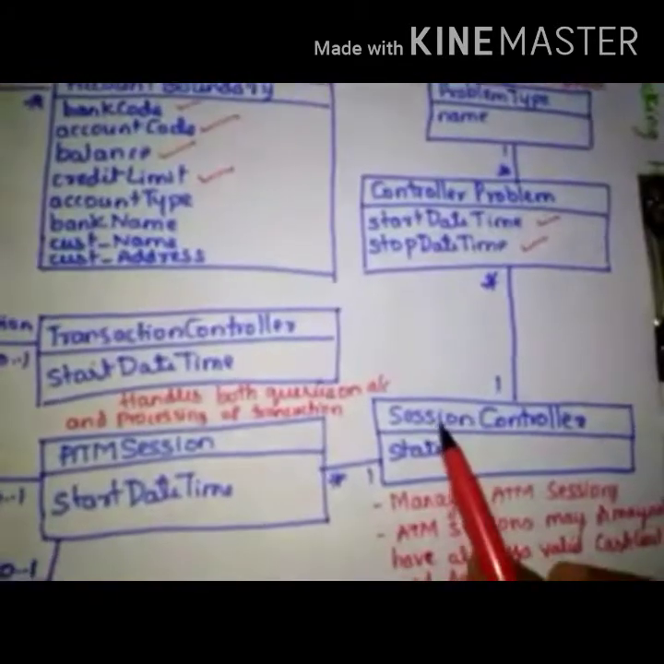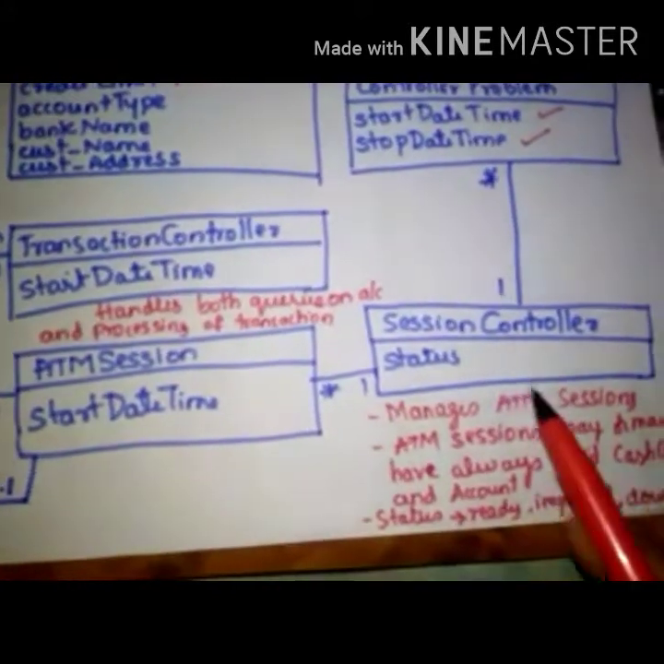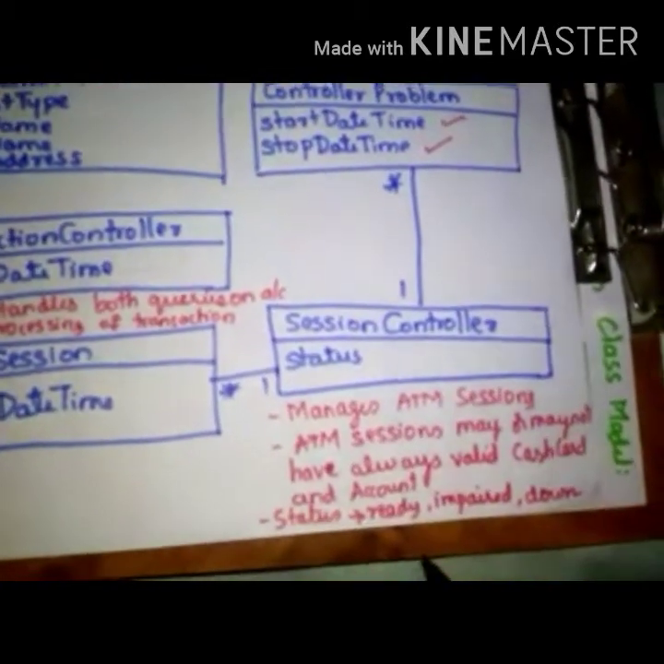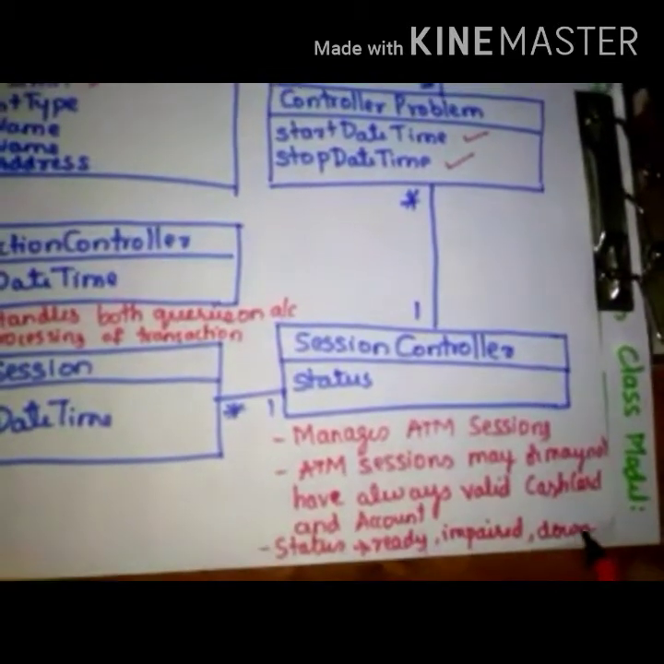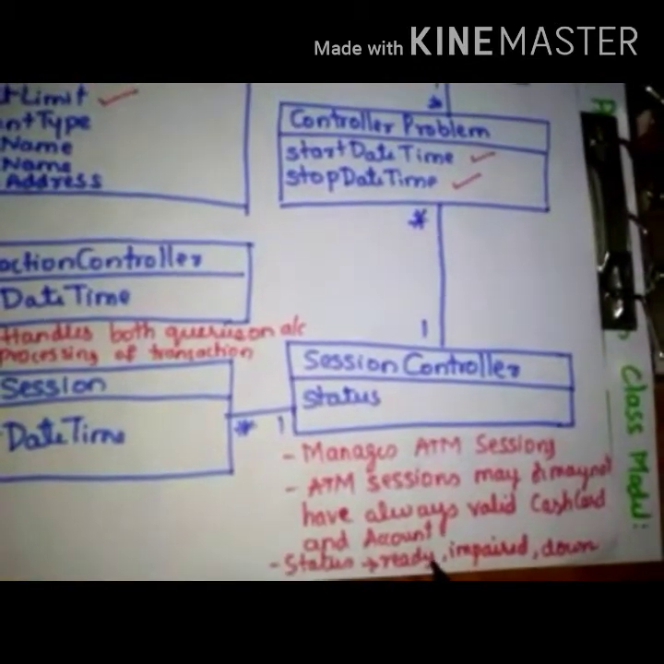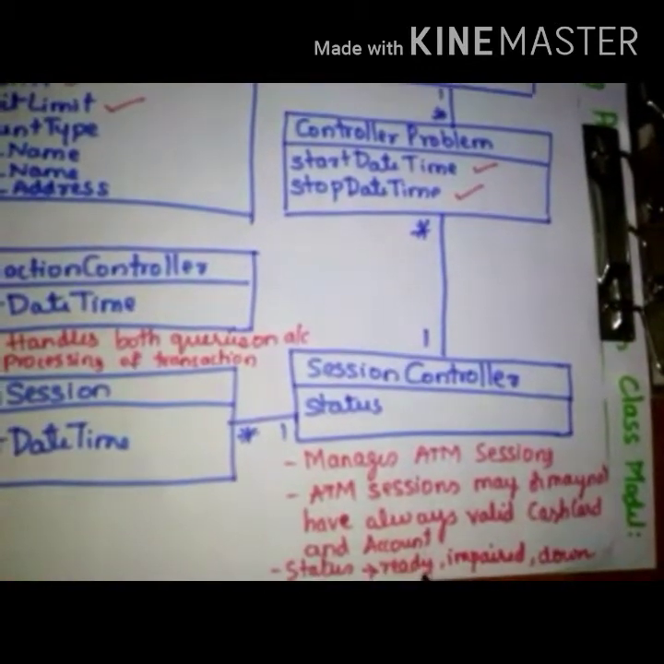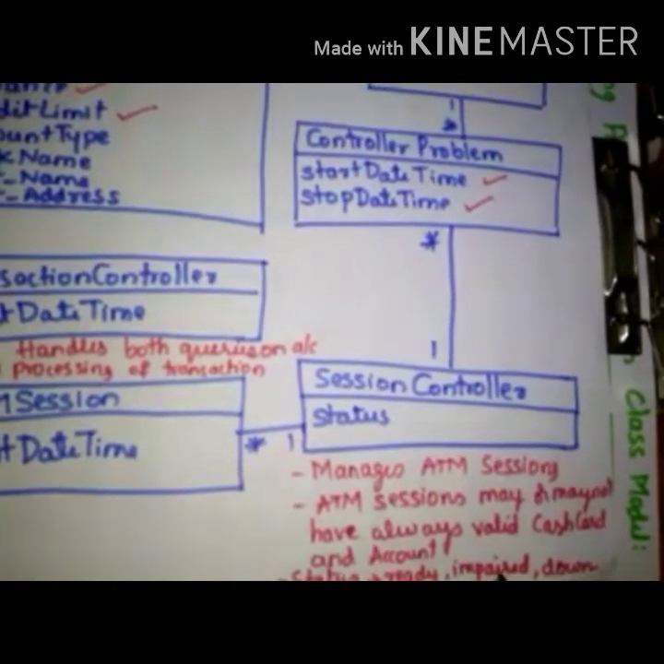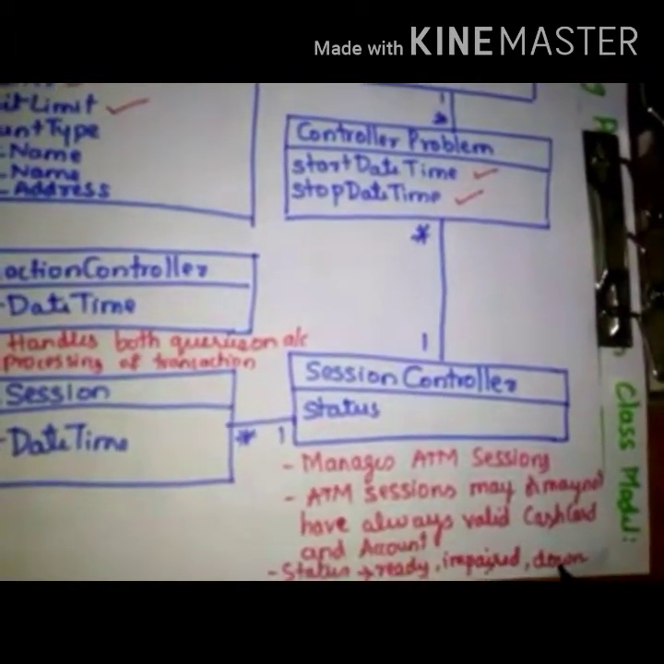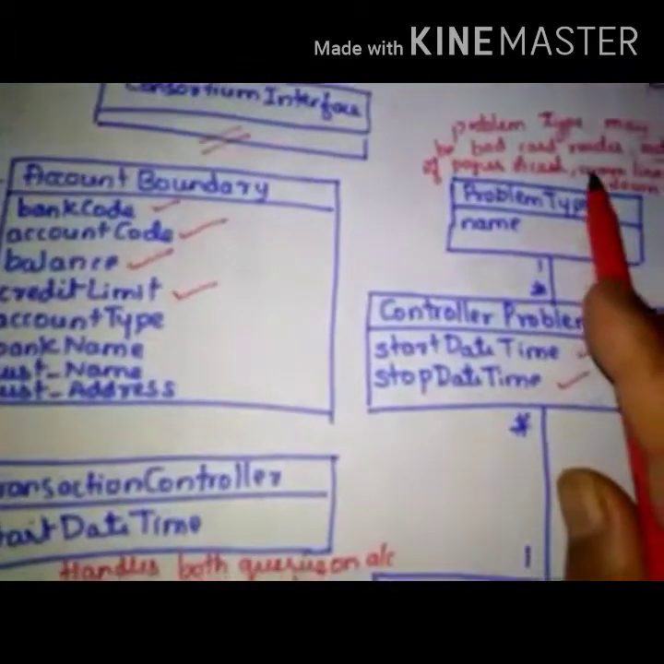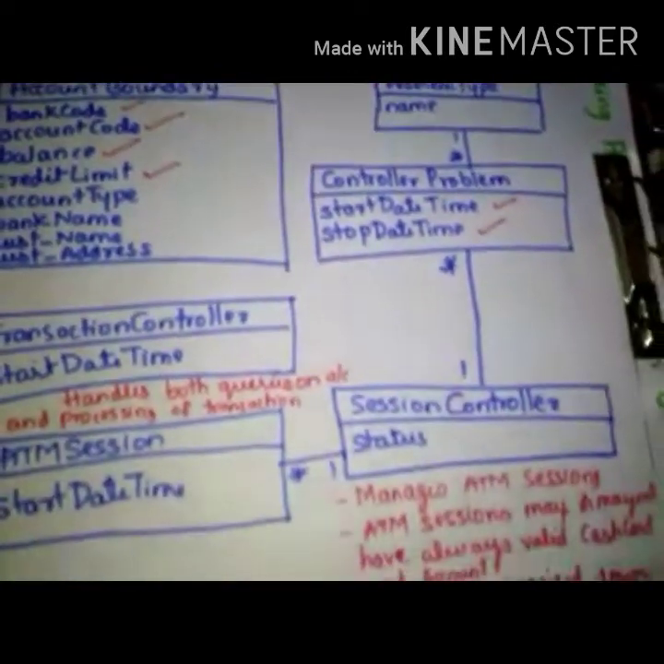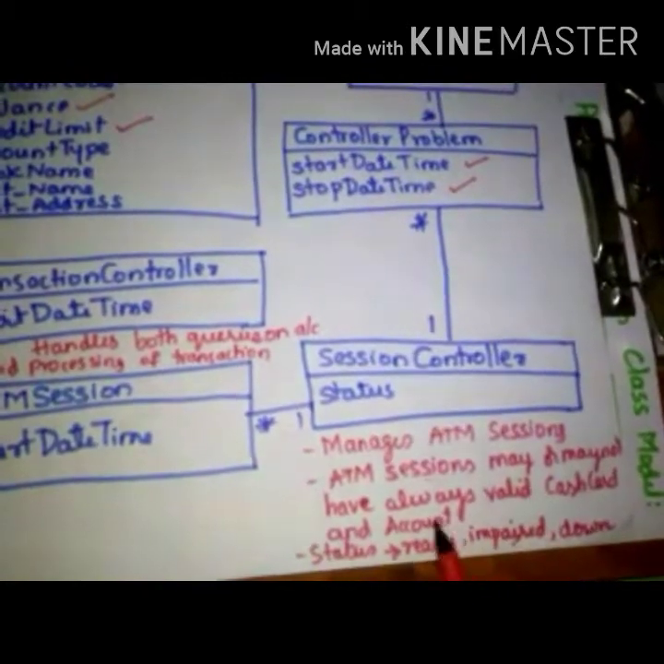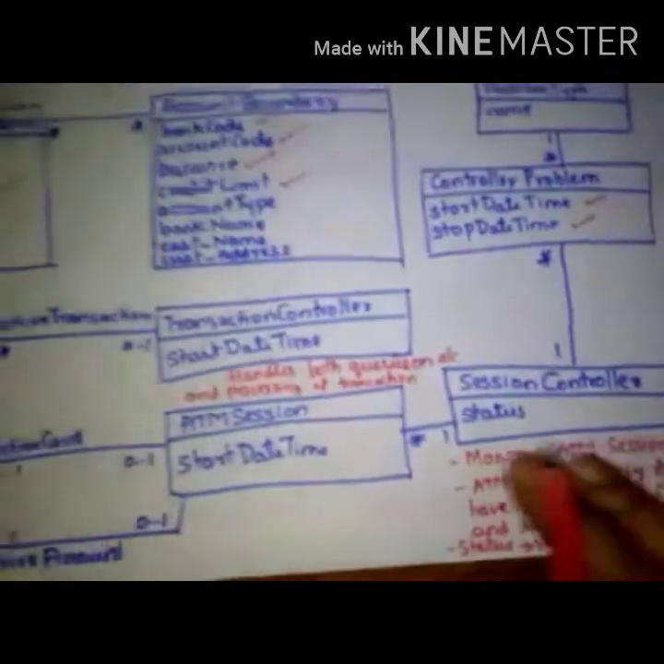So the session will have its own status. Those statuses, the session controller status, may be ready, impaired or down, right? Ready means it is ready to be accessed, no problem. Impaired means it is handling some situations like out of cash or out of paper, or down means it is working with the communication line which is down, right? So ATM sessions always may or may not have the valid cash card, right?